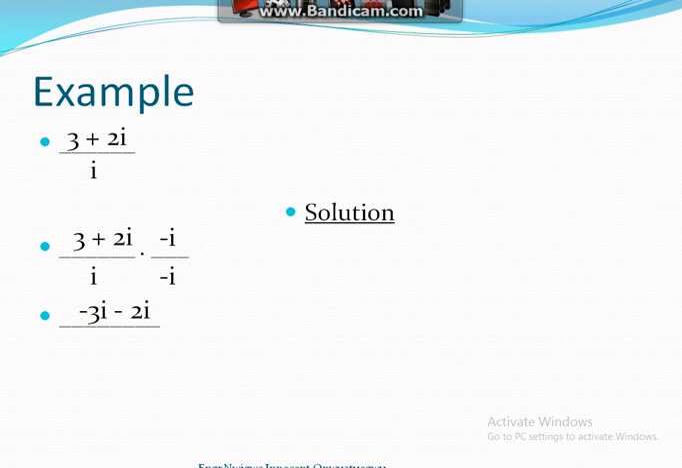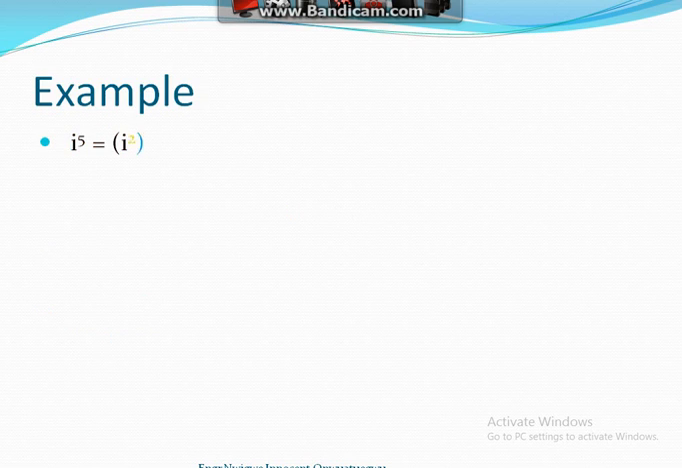Example, i raised to power 5 is the same thing as, in bracket, i squared times i squared times i. We now have, in bracket, minus 1 times minus 1 times i, which gives us i.